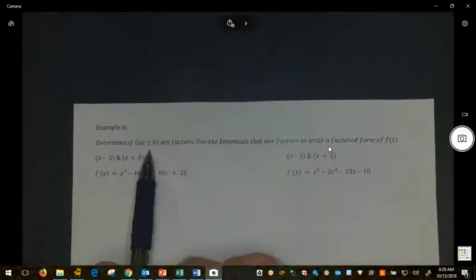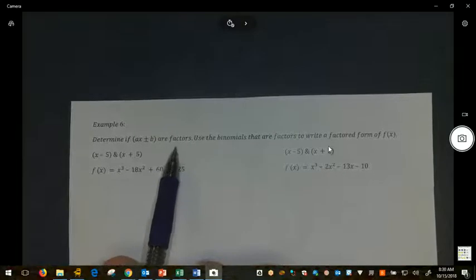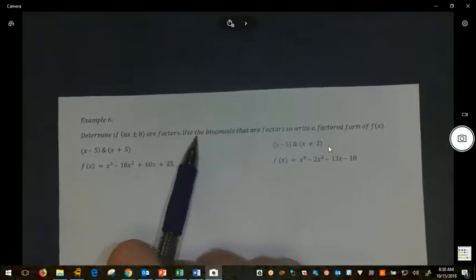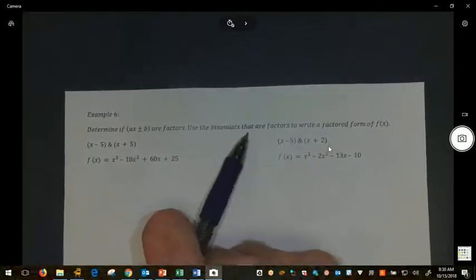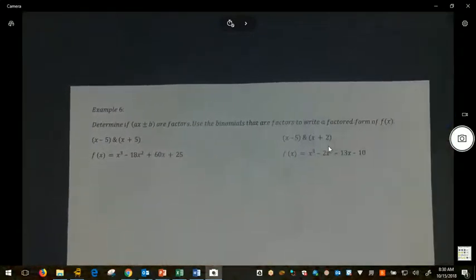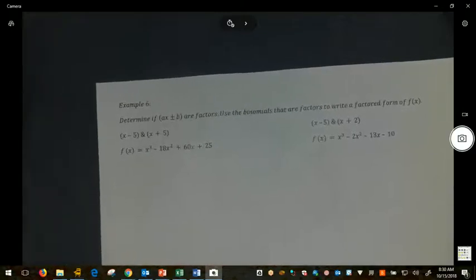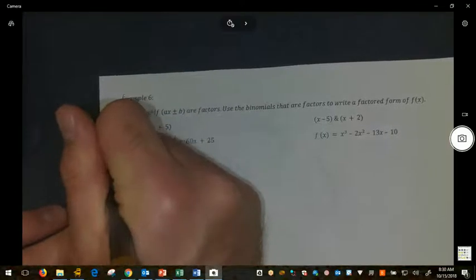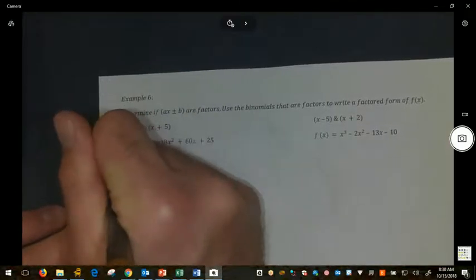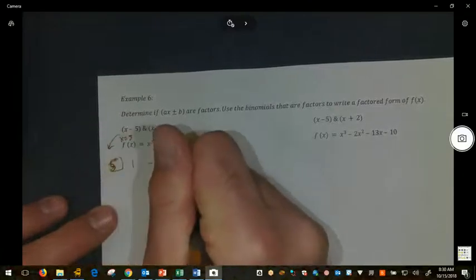We're going to be determining if these given factors are factors using synthetic division. If they are, we're supposed to use the binomials that we pulled out and then write a final answer in factored form using all of the factors. Some of you might not be able to split this cubic function up right now and factor it, but if we can find out if x minus 5, therefore x equals 5, is a factor or not using synthetic division, then we can factor from there.